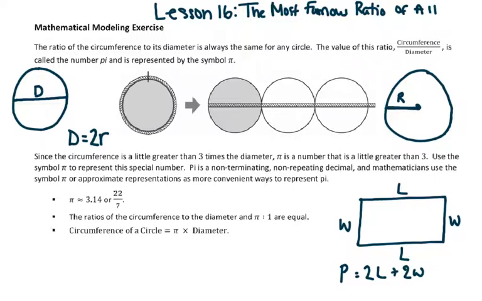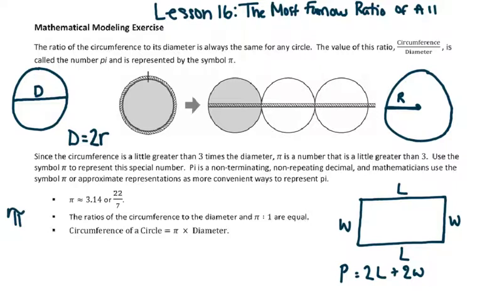So we use the symbol pi to represent this special number. Pi is non-terminating, meaning it extends on forever. It is a decimal that extends on forever. It just keeps going. It is a non-repeating decimal, meaning that none of the numbers repeat again. They are continuously different numbers for the entire length of the number, which is non-terminating, meaning it does not end. And mathematicians use the symbol pi, or approximate representations, as more convenient ways to represent pi.